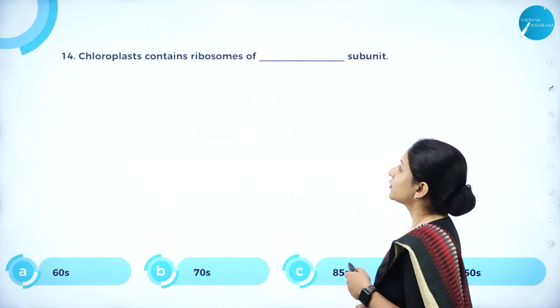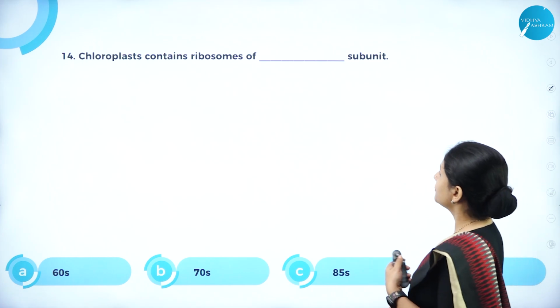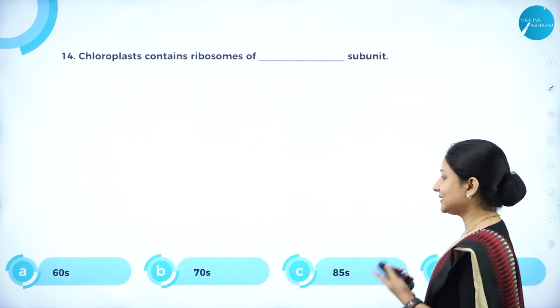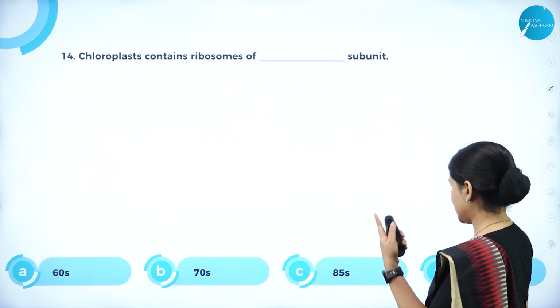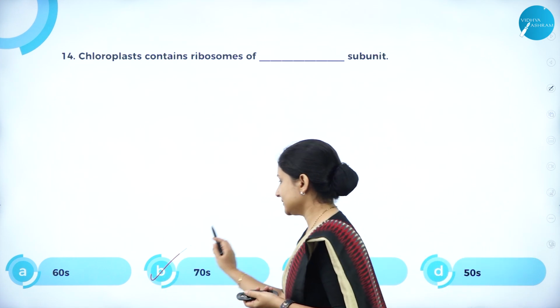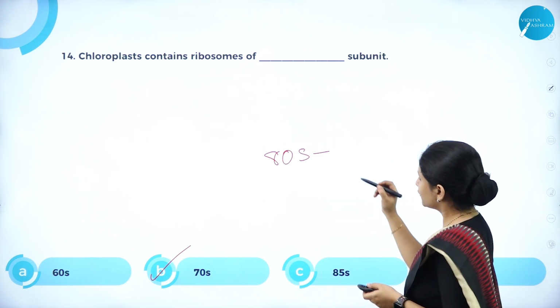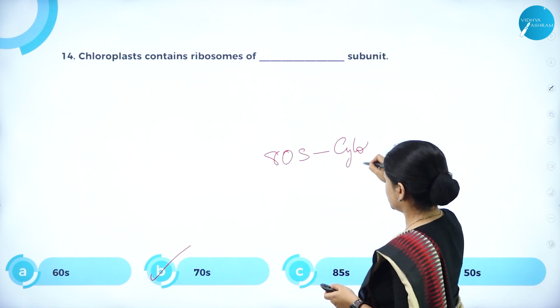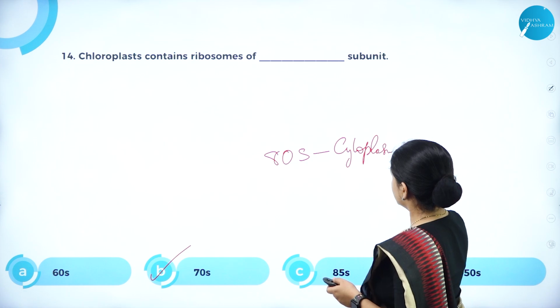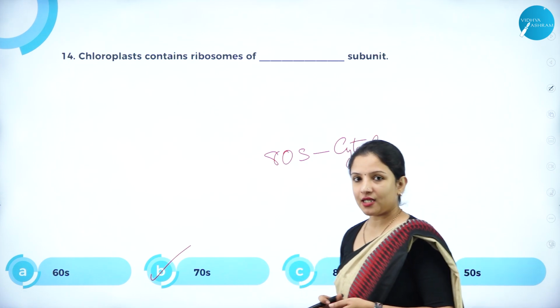Moving further, chloroplasts contain ribosomes of dash subunit: 60, 70, 85, 50. So it is 70S. And 80S is the ribosome subunit in the cytoplasm. In chloroplast, it is 70S.